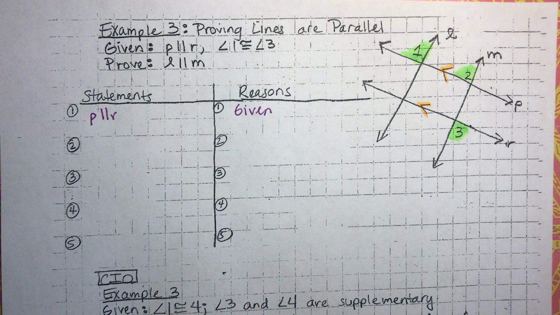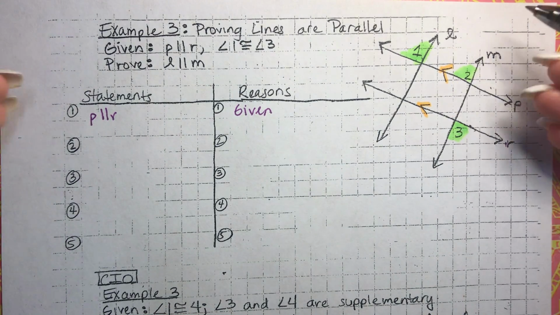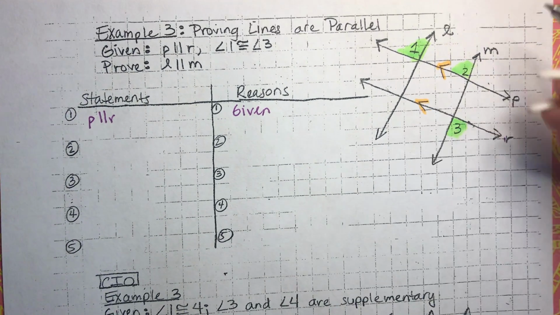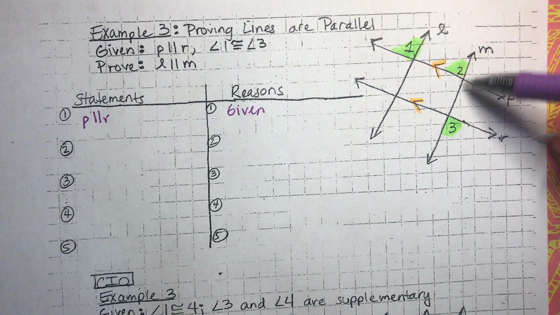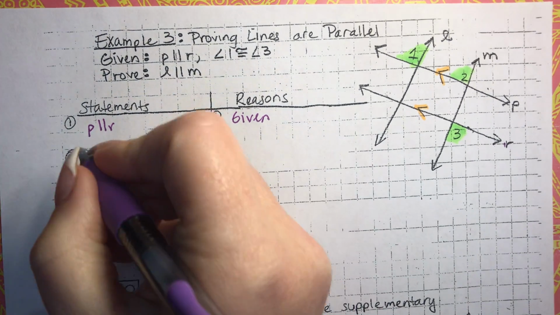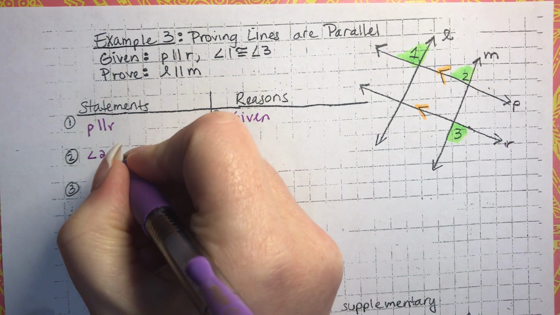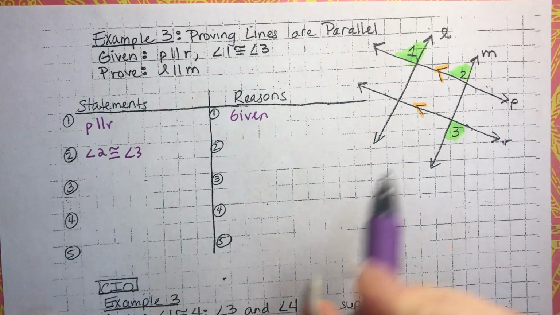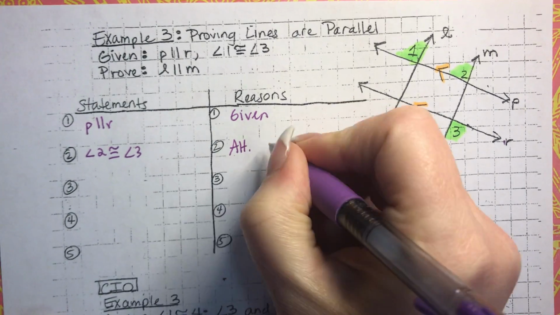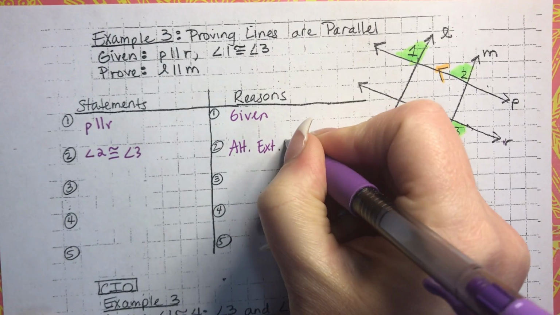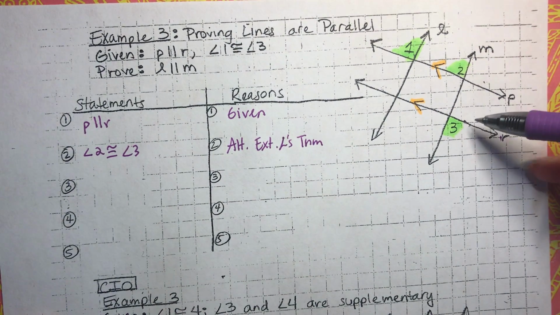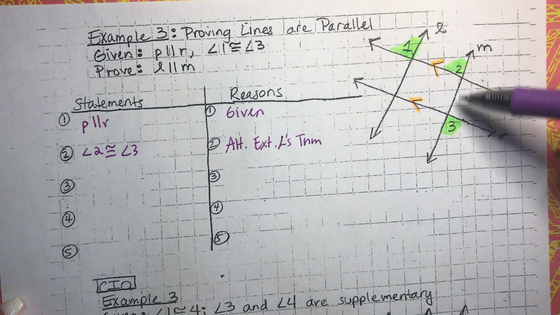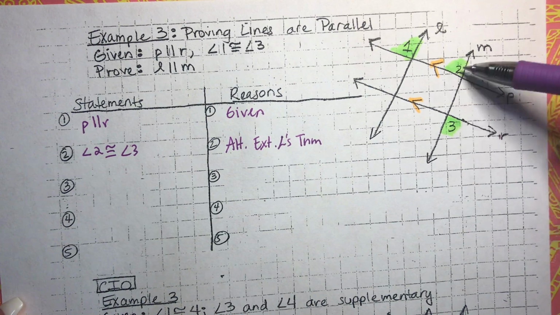And I always like to say, okay, so they're giving us then what? Well, what we can play off of is that because these lines are parallel, we know that angle 2 and angle 3 are congruent to each other by the alternate exterior angles theorem. Okay? So then we prove that those two are congruent.